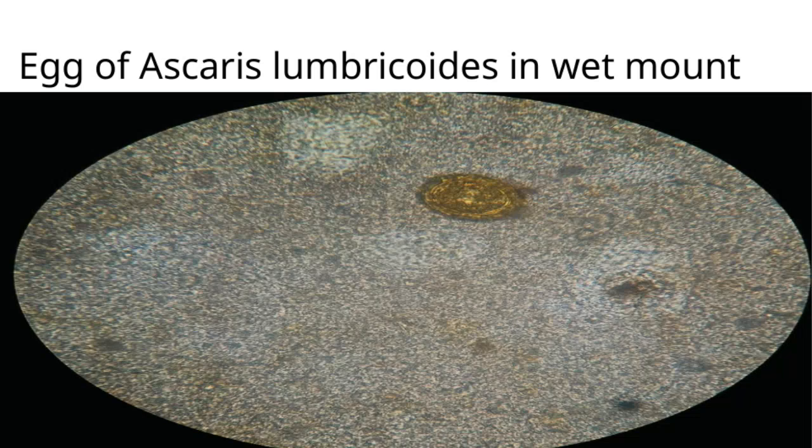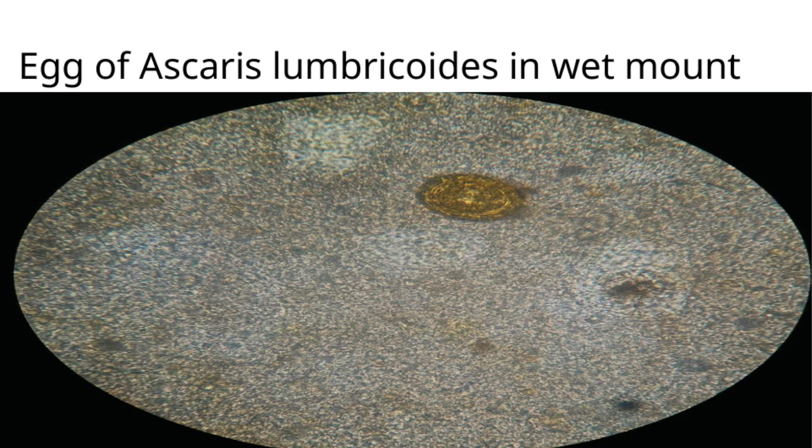Now, let's take a closer look at the egg of Ascaris lumbricoides as seen under a wet mount. As you can see, the egg displays a characteristic oval shape with a thick shell, which is quite distinctive. This thick shell helps protect the developing larva inside and is a key feature used in identification. When examining it microscopically, we can observe the mammillated or rough outer surface of the shell, which further aids in diagnosis.